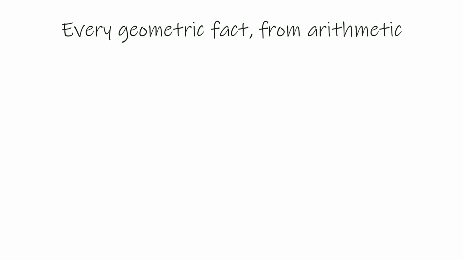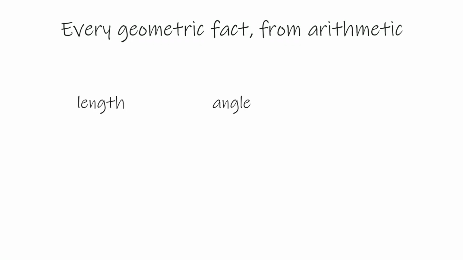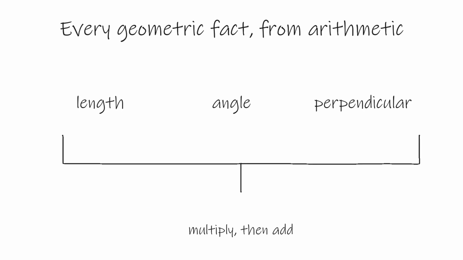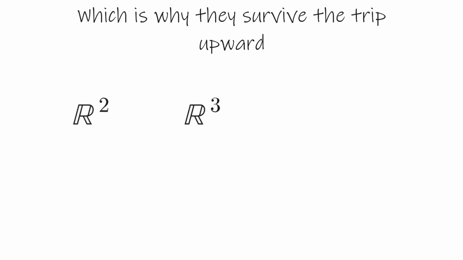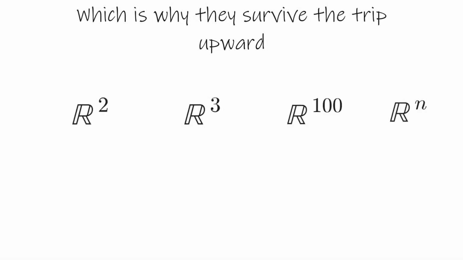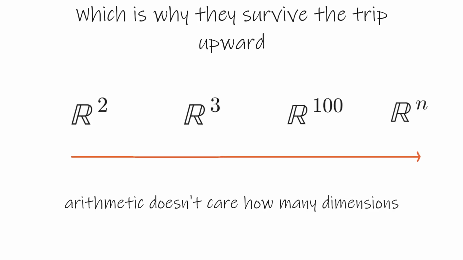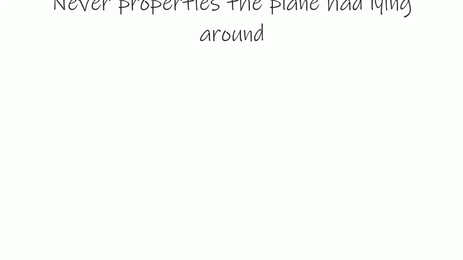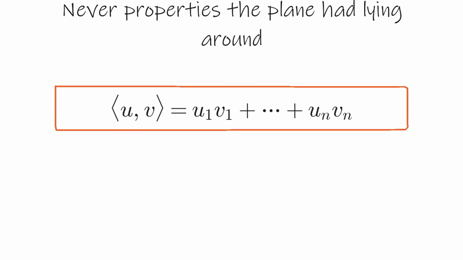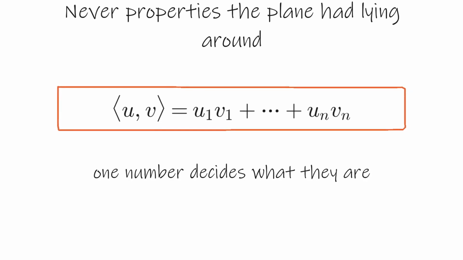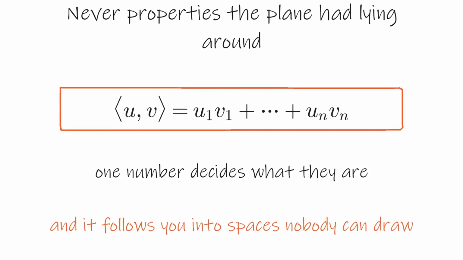Every geometric fact here came out of multiplying components and adding. Not one proof looked at an arrow, which is why they survived the trip upward. Arithmetic doesn't care how many dimensions you hand it. Length and angle were never properties the plane had lying around. They're what one number, built out of multiplying and adding coordinates, decides they are, and that's why they follow you into spaces nobody can draw.